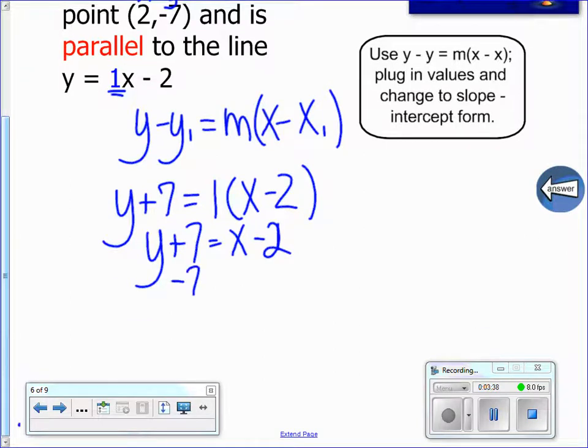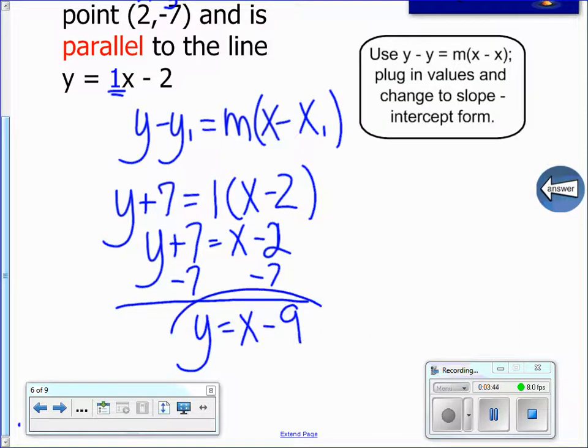Subtract 7 from both sides, and I get y is equal to x minus 9. So there's my answer in slope-intercept form.